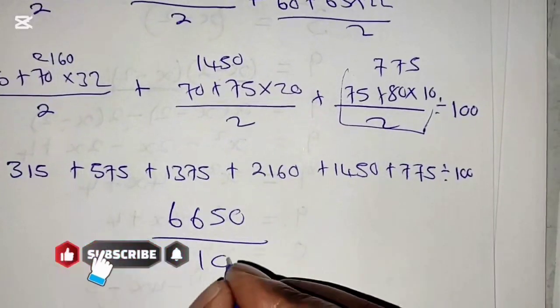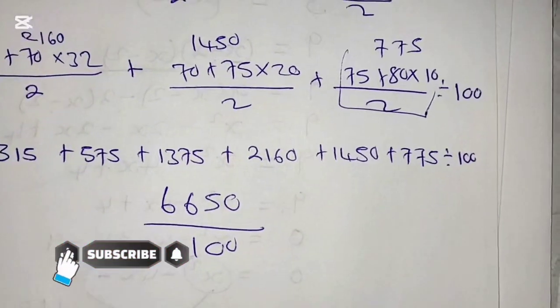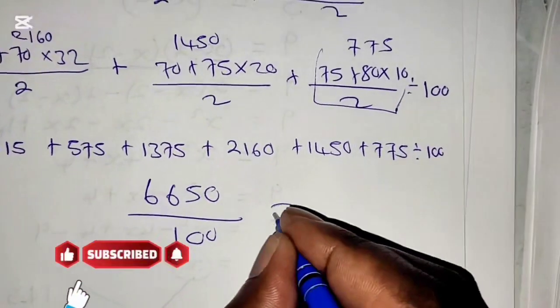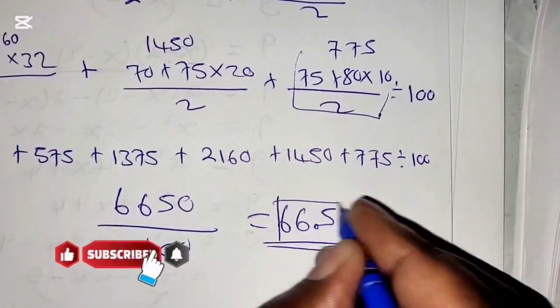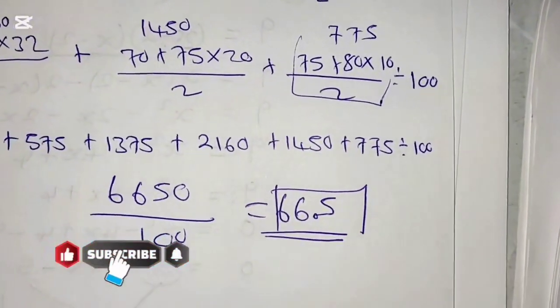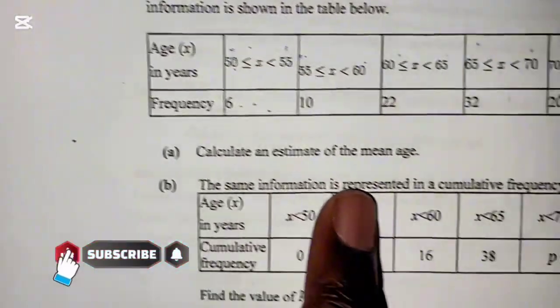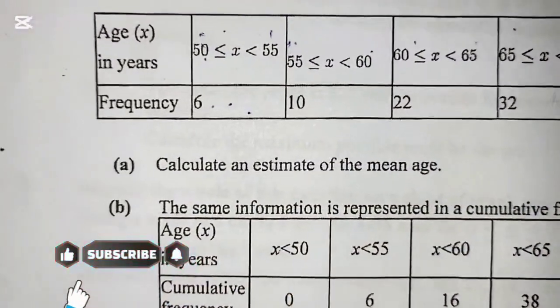6650, then divided by what? By 100. So I'm going to divide by 100. Then our answer will be 66.5. That's our mean. That's the mean of the age. Mean of the age. Okay.